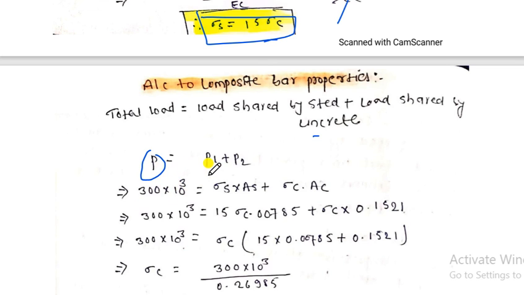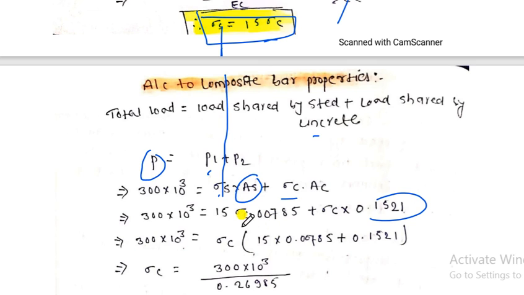So here P1 can be written as sigma s, the stress induced in steel, into the cross section area of steel, plus sigma c, that means the stress induced in concrete, into the area of concrete. The sigma s value we have already calculated, as you can see from here. So we substitute here 15 sigma c into the area, which is already calculated in the second step only, 0.0785. Similarly, sigma c we will keep as usual, sigma c into the area, which we already know.